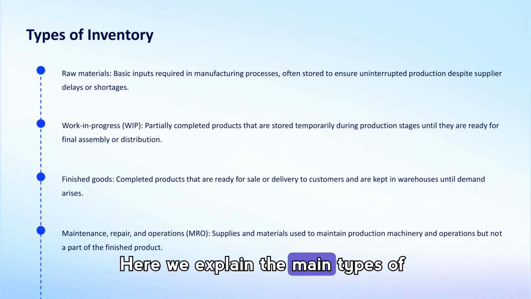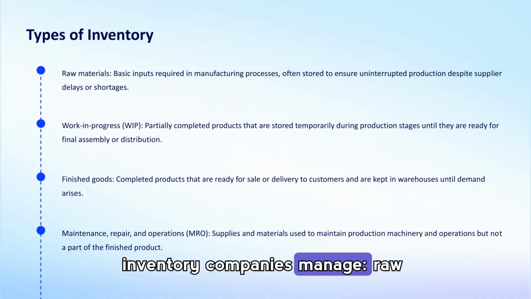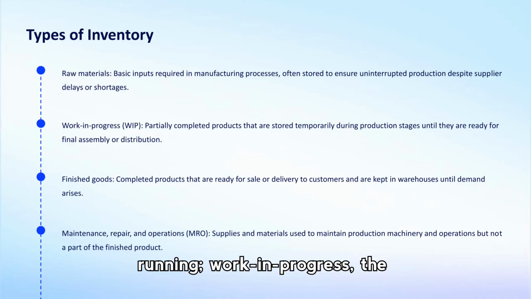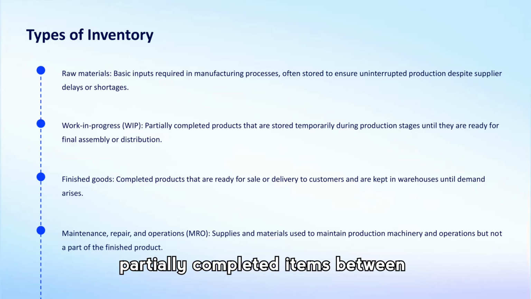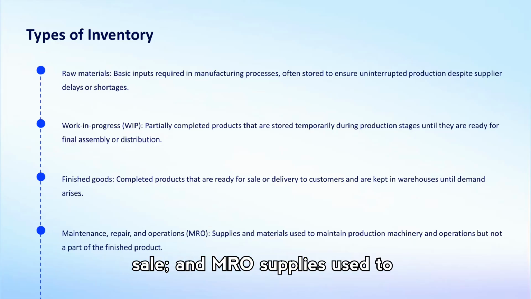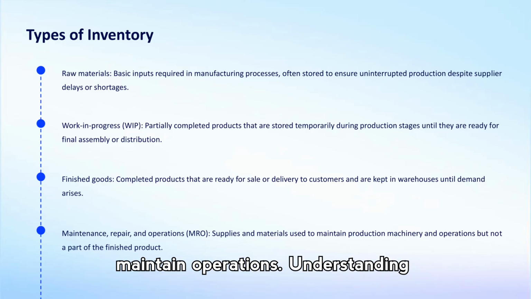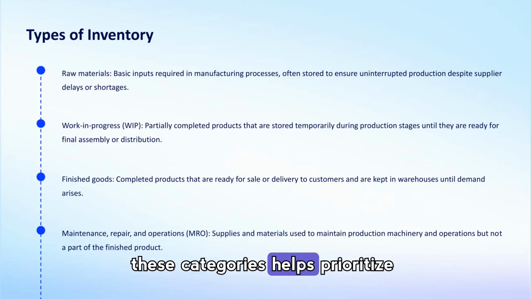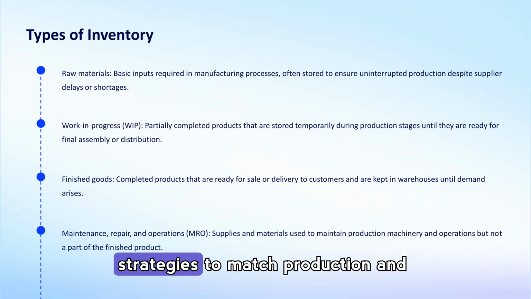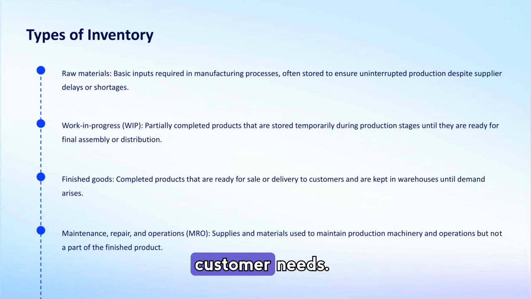Here we explain the main types of inventory companies manage. Raw materials, which keep production running. Work in progress, the partially completed items between stages, finished goods ready for sale, and MRO supplies used to maintain operations. Understanding these categories helps prioritize handling, storage, and replenishment strategies to match production and customer needs.